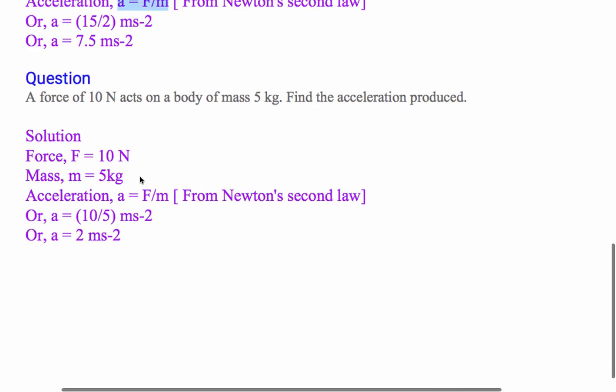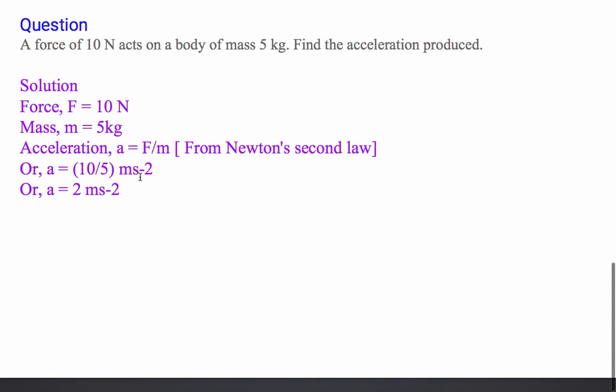Now, next is a force of 10 Newton acts on a body of mass 5 kg. Find the acceleration produced. So force is given as 10 Newton, mass is 5 kg. The formula again the same for acceleration. It is force upon mass from Newton's second law. So we'll substitute the value of force as well as mass. So 10 by 5, that gives 2 meter per second square as the acceleration.